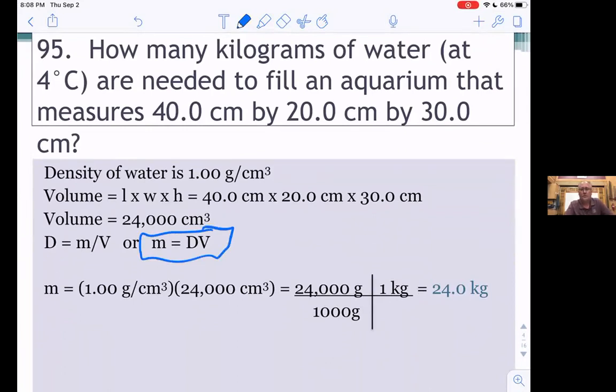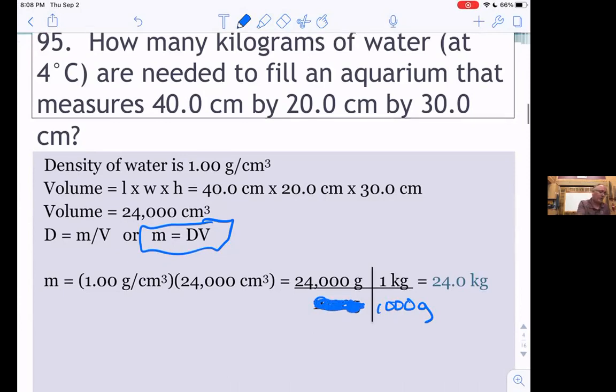And so all you had to do was find the volume by multiplying 40 times 20 times 30 to find your actual volume in centimeters cubed. And then once you found your mass, it ended up being in grams, but they asked for kilograms. So you had a quick conversion to do there. I'm not really sure why this says 1,000 grams in the bottom here. It would be better to say 1,000 grams in the bottom here. I think that's a typo. Let's fix the typo. Typo fixed.